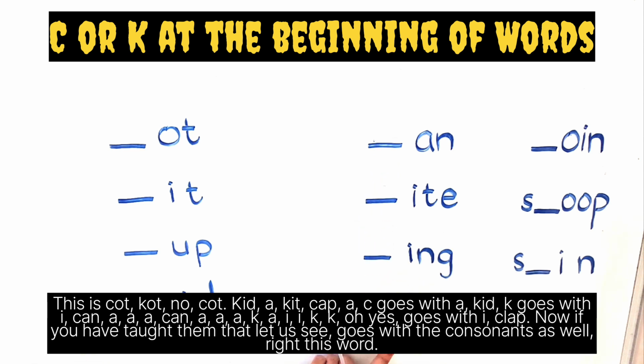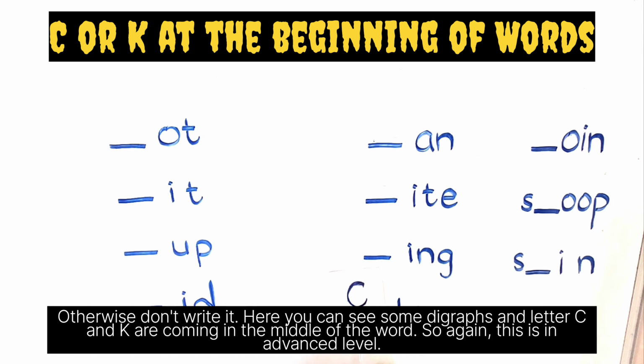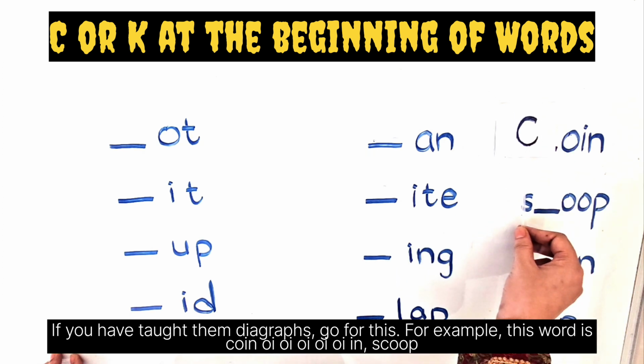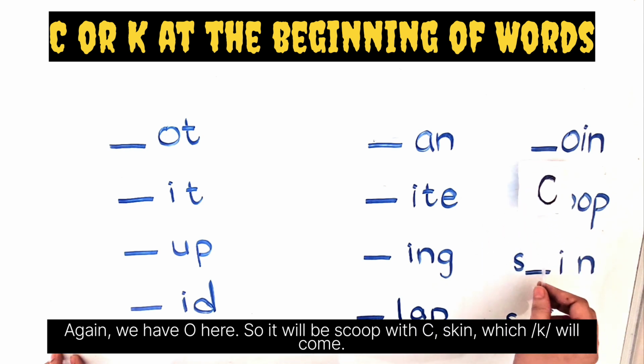Clap. Now if you have taught them that letter C goes with the consonants as well, write this word. Otherwise, don't write it. Here you can see some diagrams, and letter C and K are coming in the middle of the word. So again, this is an advanced level. If you have taught them diagrams, go for this. For example, this word is coin. Koi, oin. Scoop. Again, we have O here. So it will be scoop with C.